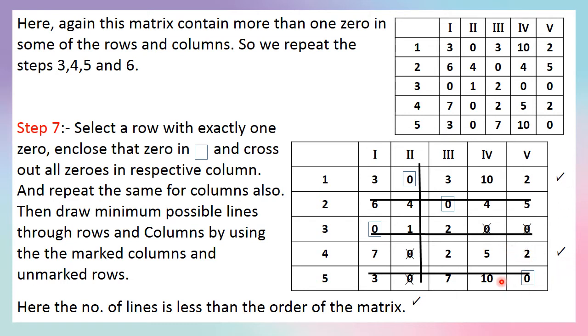Now we have to draw the lines through the marked columns and unmarked rows. Here the second and third rows do not contain any marking, so we will draw lines along these two rows, and along this marked column, the second column. So we will draw the line over there also. Okay, now we have drawn 4 lines. Again, the number of lines is less than the order of the matrix.